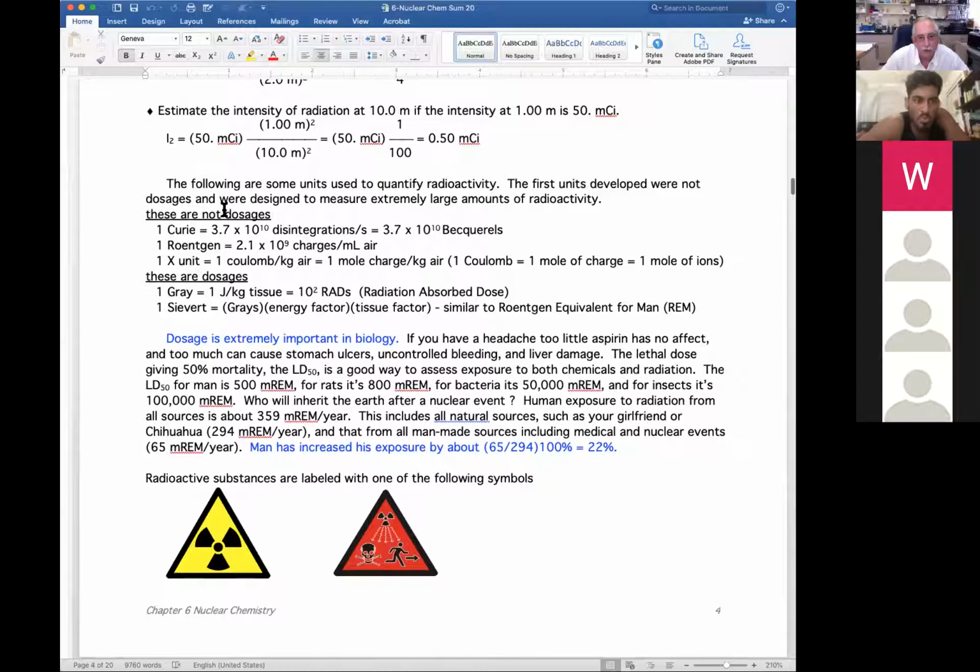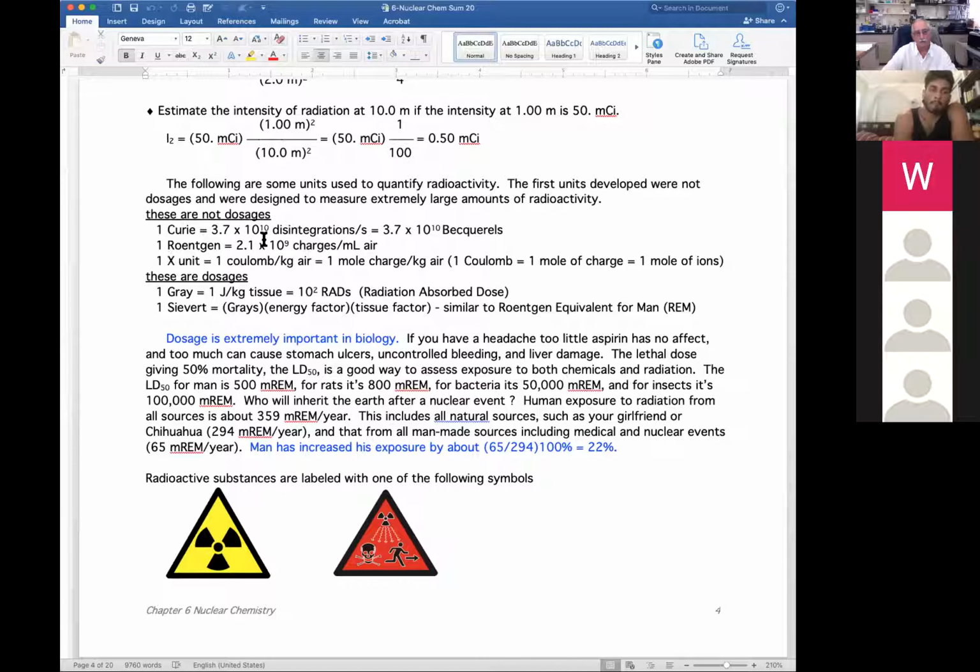So these are not dosages. These were the original ones that we used to measure radioactivity. And they didn't really realize that this was just a huge amount of radiation. So I remember when I was working with radioactivity, we would be ordering picocuries of radioactivity. Remember, nano is 10 to the minus 9, right? Pico is 10 to the minus 12.